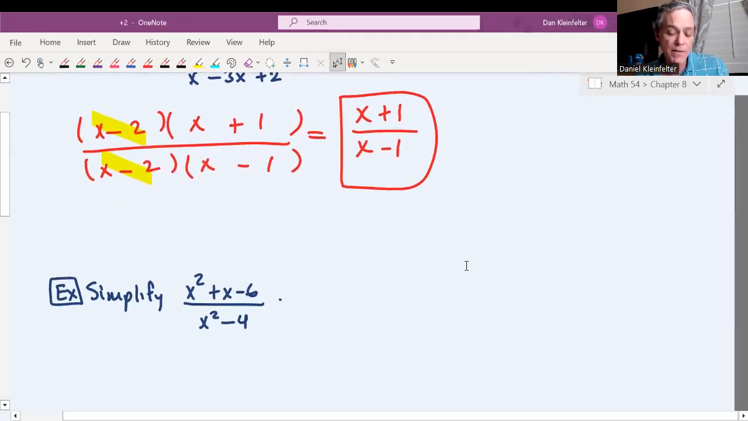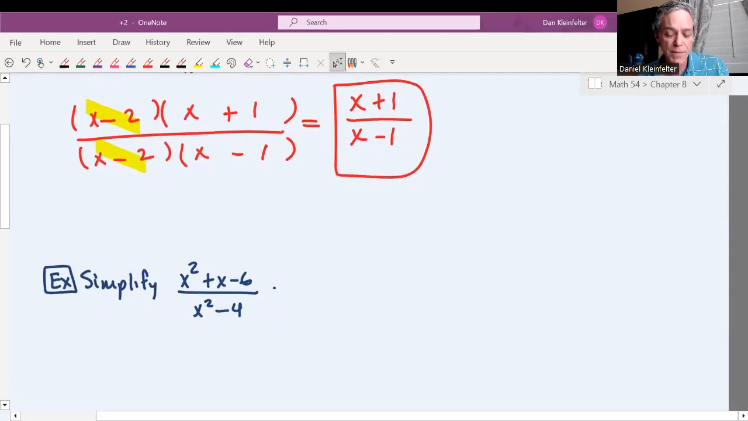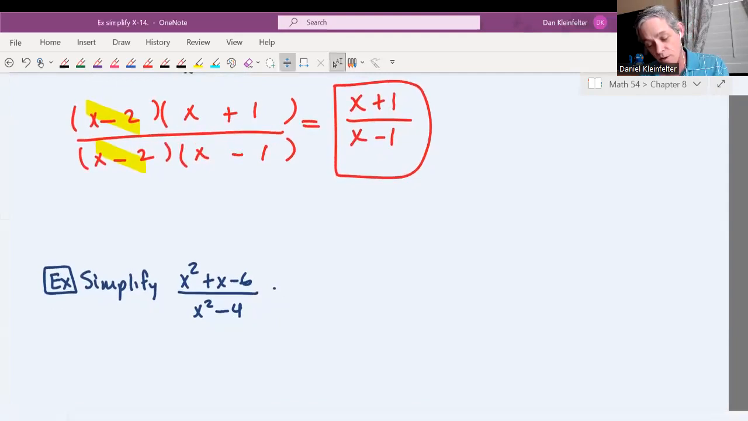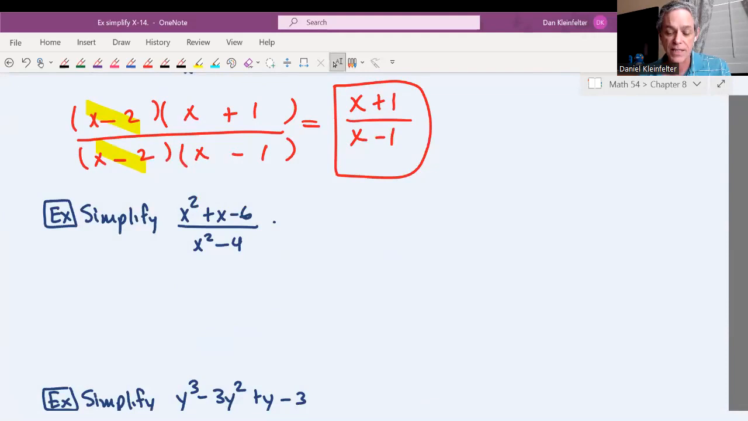Okay, down below, here's one for you to try. Take a minute, pause the video, try this one yourself, then restart the video and see how you did.